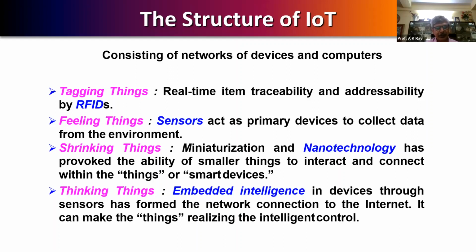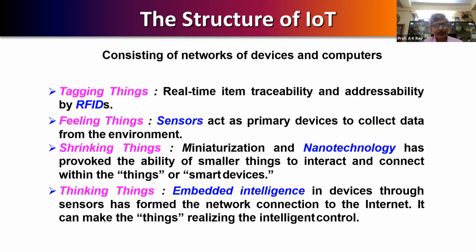Shrinking things. Now this is very important because whatever you do today, the electronic sensors, the computers, they have to be micro or nano miniaturized. For making any smart device, they must be very, very small using nanotechnology. This is of course another level of technology. I'm not going into it, but shrinking things is also very important. And it comes under IoT because even as users, we want that it should be very small in size. Thinking things.